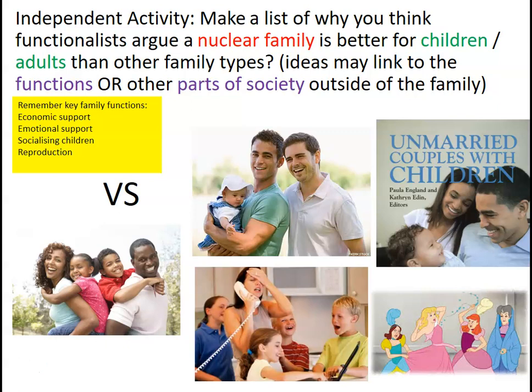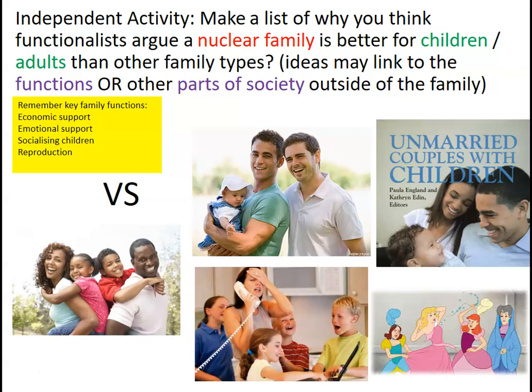So down there you have got a nuclear family on the left. On the right, I've given you four different family types. So your first challenge is to identify what those family types are. Write them down in a table, I would say would be the best way to do it. And then next to each family type, I'd like you to say why you think functionalists would be critical of these family types.